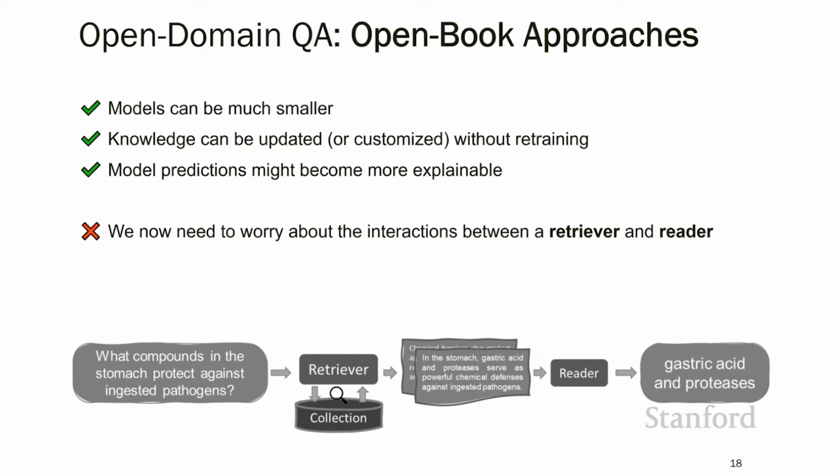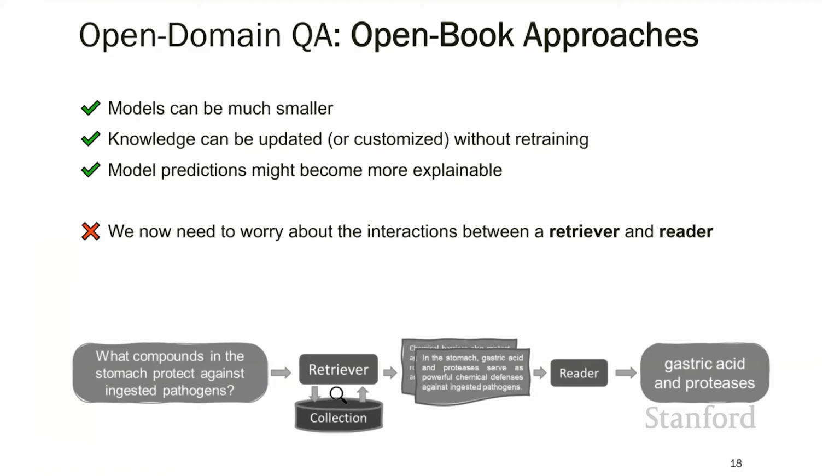Our open book solutions often get to be much smaller while still being very accurate. The reason is that we've decoupled knowledge from reasoning and stored the knowledge outside the model. Thus, the model itself does not need to store all of these facts inside its parameters, and it gets to be much smaller as a result. As we will see later, this has great implications for efficiency.